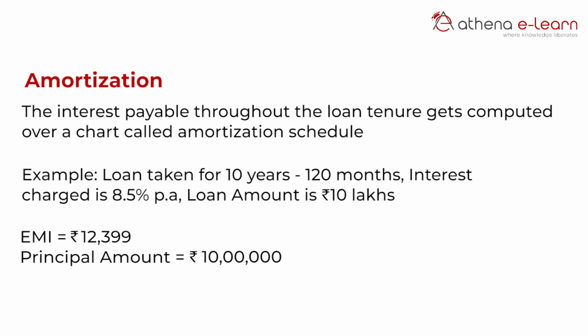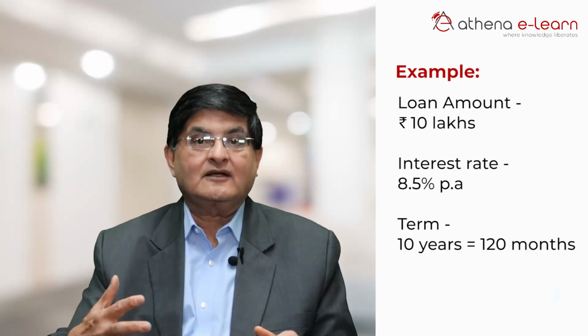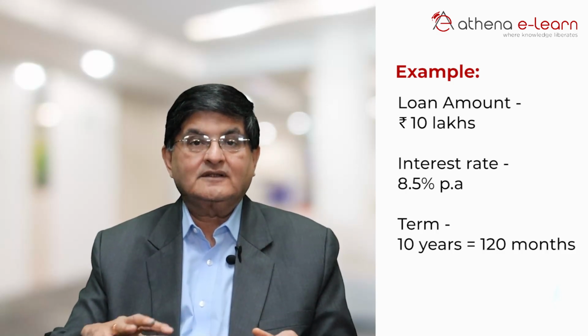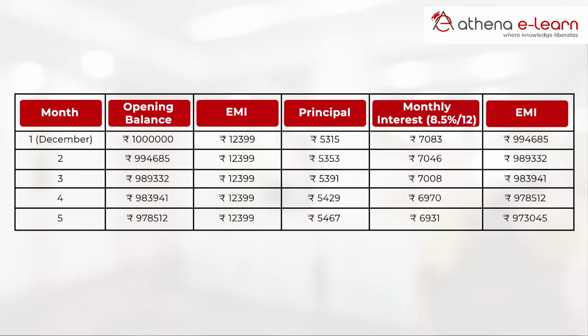What the schedule will show you is, let's take an example. Let's say you've taken the loan for 10 years. 10 years effectively is 120 months, right? So in the first month, which is in December in this particular case, you owe the lender, or as the lender, the borrower owes you 10 lakh rupees. You will charge him 8.5% per annum, which is 8.5 divided by 12 per month. And you will calculate the interest on that figure. That figure will be subtracted from the EMI which you will pay, and then the difference is towards the repayment of the principal for that month.